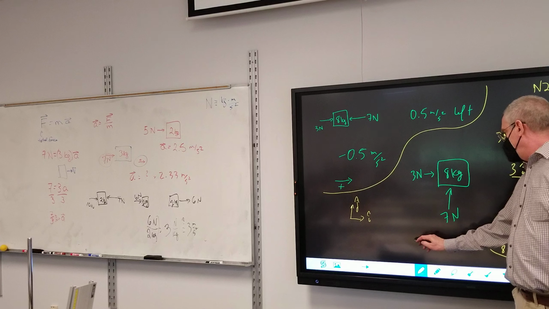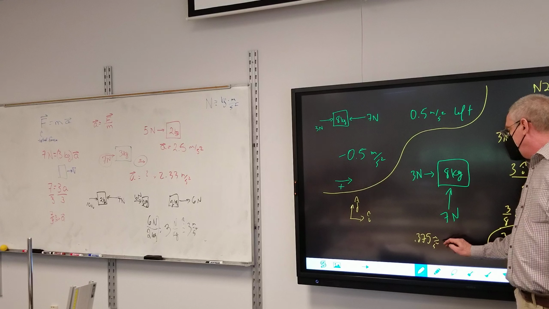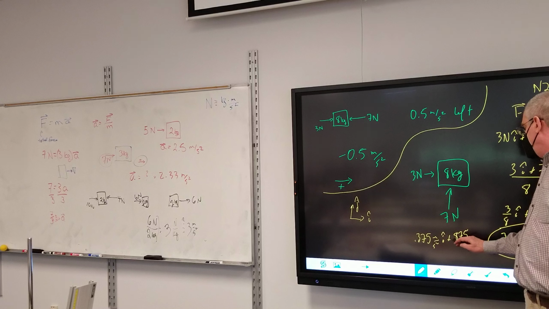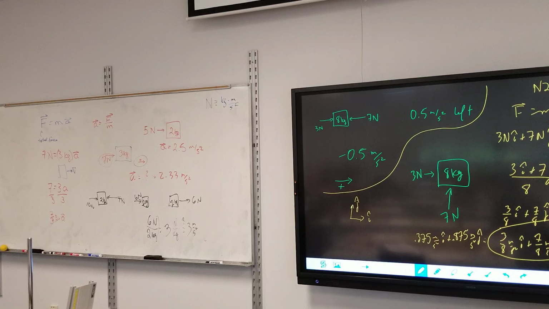Or 0.375 meters per second squared I hat plus 0.875 meters per second squared J hat. Again, for the decimal fans.